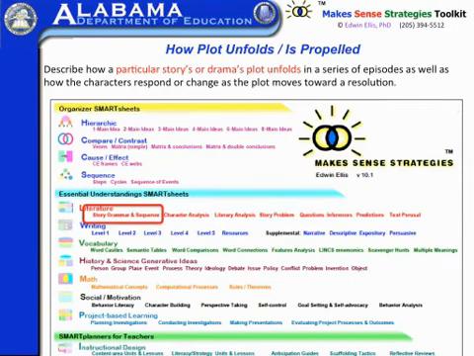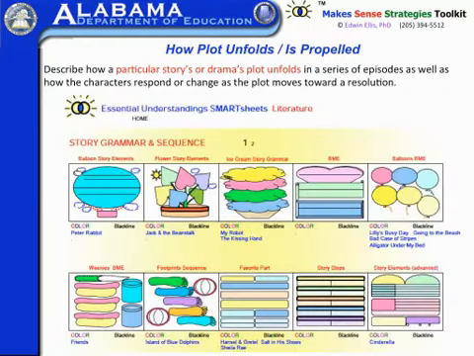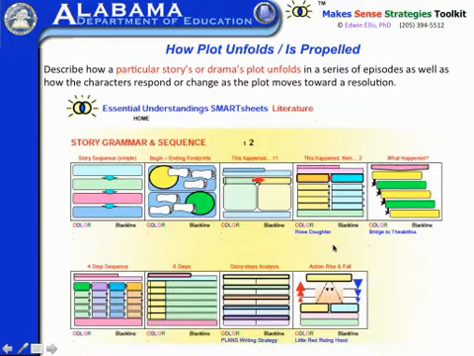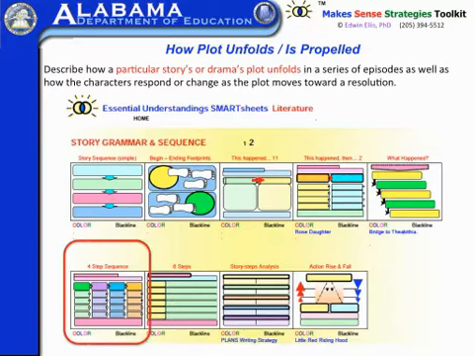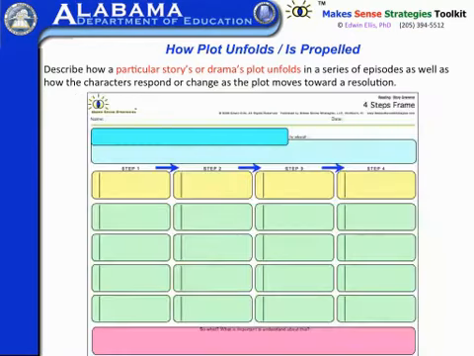I'm going to click on Story, Grammar, and Sequence here under Literature. Now, obviously, these are some little kid ones, so I'm going to click on page 2 of those, and that takes me to some slightly more advanced ones. One of the ones you might look at is the 4-step sequence, and we're going to look at that in terms of how a story's plot unfolds and so forth.